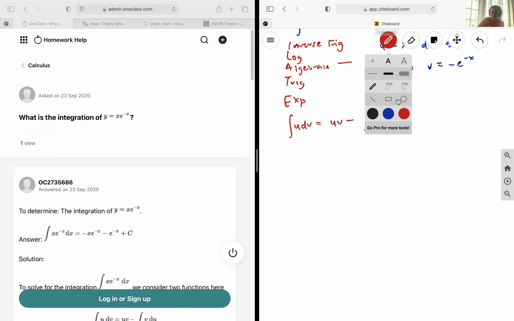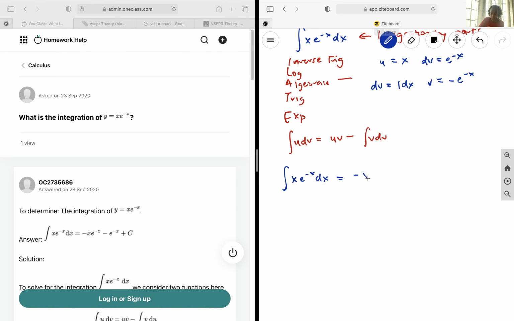And we put in what we have. The integral of x e to the minus x dx is going to be u times v, so negative x e to the minus x, minus the integral of v du. So negative e to the minus x dx. We can pull out this negative and it becomes a double negative, so it's plus, so minus x e to the minus x plus the integral of e to the minus x dx. We already know the integral of e to the minus x because we calculated it here to find v. So we'll get negative x e to the minus x minus e to the minus x. And then we will have a plus c because we found our final answer.